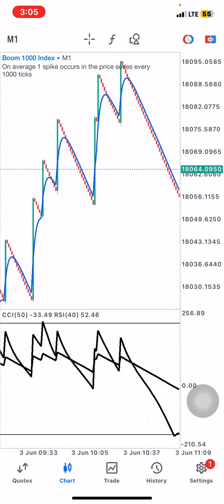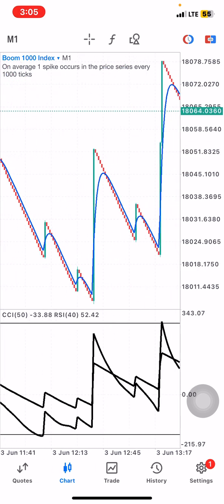Okay, so first of all, I'm going to explain how it works on both Boom 1000 and Crash 1000 before I show you guys the indicator setup.